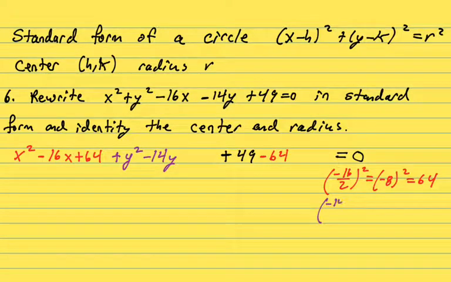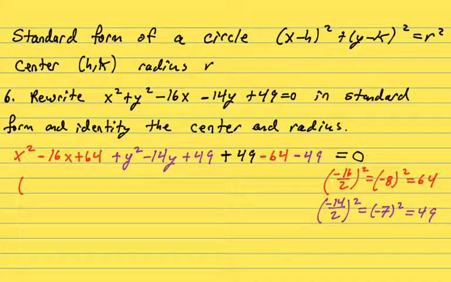And now we're going to do the same thing for the y squared minus 14y. The minus 14 is the linear coefficient, that's your b. You're going to divide that by 2 and then square that, so that gives us negative 7 squared, which is 49. So then we're going to add 49 and we're going to subtract 49.